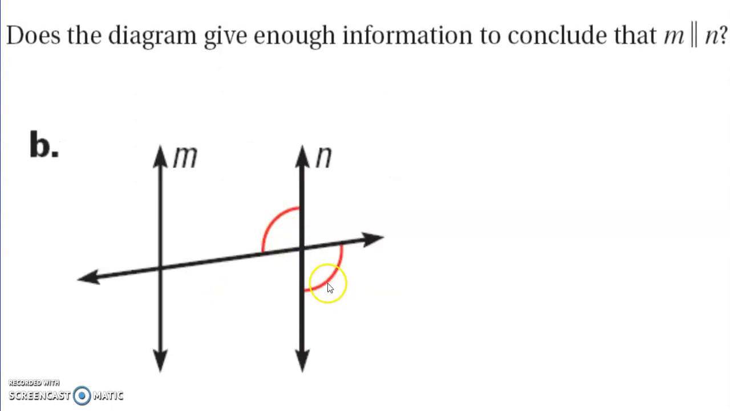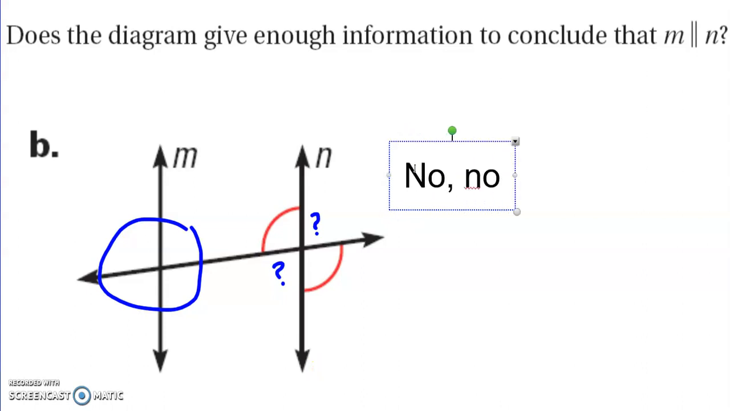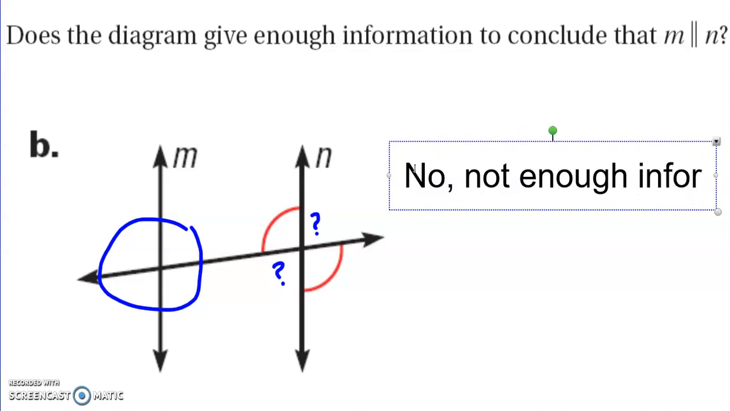Here we have 2 vertical angles that are marked congruent, but we don't know anything about these 2 angle measures, and we don't know anything about these 4. So we don't have any corresponding angles, we don't have any alternate interior angles, and we don't have any alternate exterior angles either. So there's not enough information to conclude that M is parallel to N.